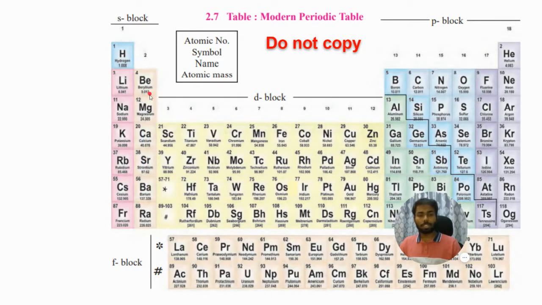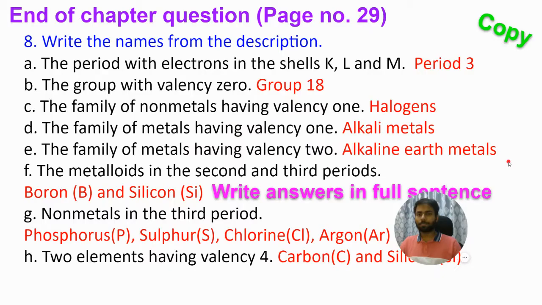Okay. So you need to remember these special names. Group 1 is called alkali metals. Group 2 is called alkaline earth metals. Group 17 is called halogens. And group 18 is called noble gases. Okay. So we're done with question number E as well.